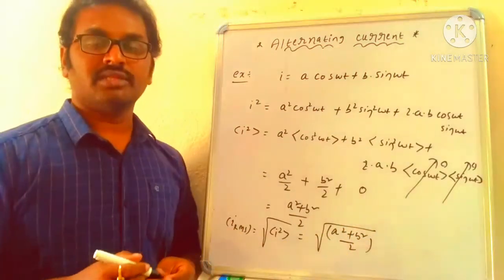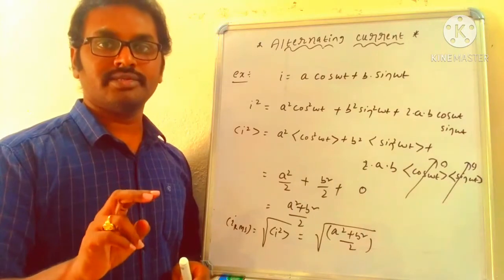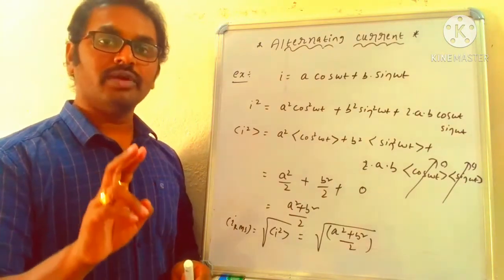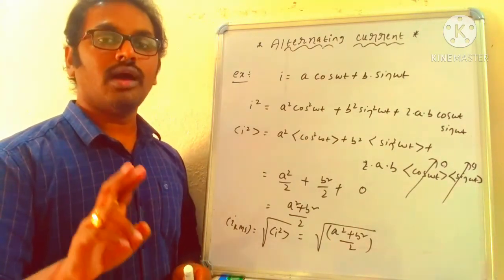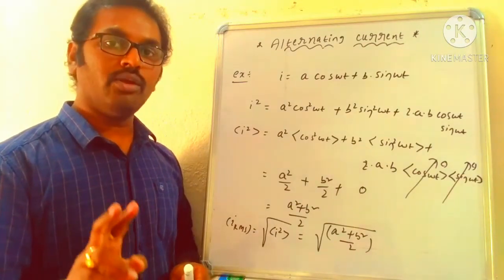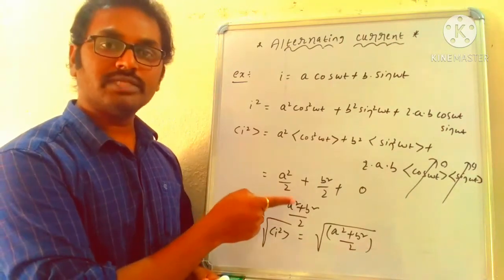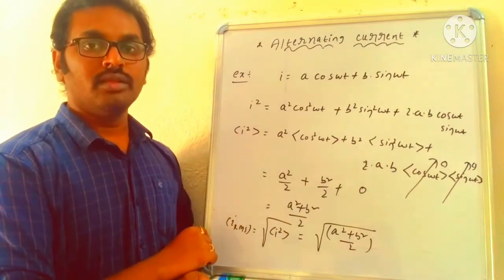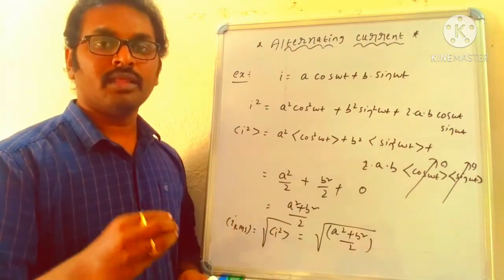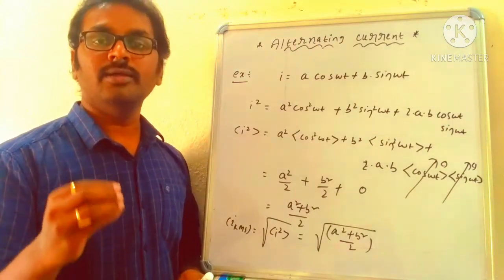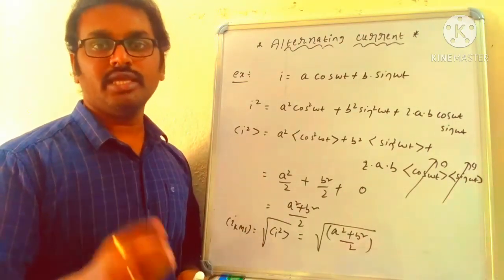So the question has two alternating currents superimposed, and to find the effective alternating current, or the RMS value, we got the expression under root a square plus b square divided by 2. These two examples are very important from the NEET as well as the JEE point of view.